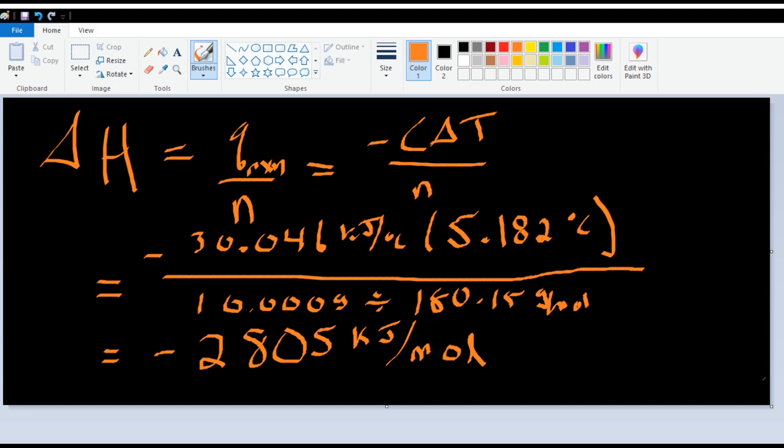So that is a much bigger number than the neutralization of the acid and base we looked at before. That was about 57 kilojoules per mole. This is 2,800 kilojoules per mole. And yes, that is appropriate. That's what you expect. Neutralization reactions don't generate nearly as much energy as a combustion reaction, and this is a combustion reaction. It's going to generate a lot more heat.